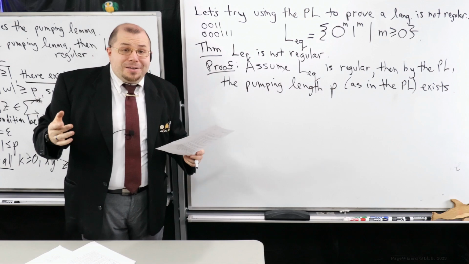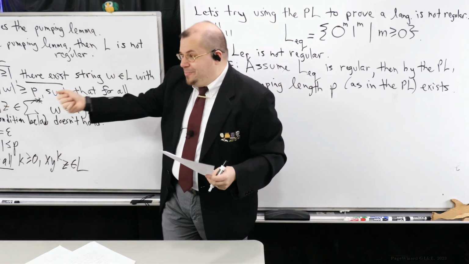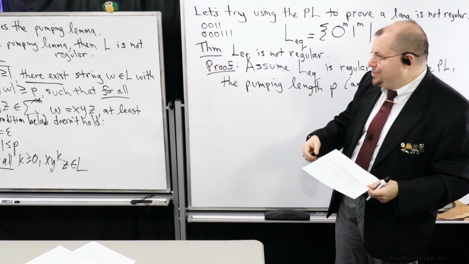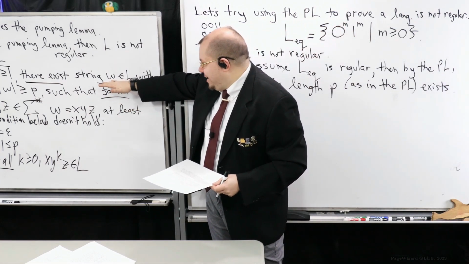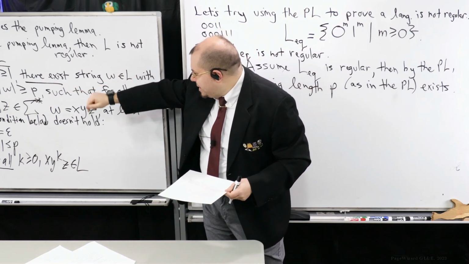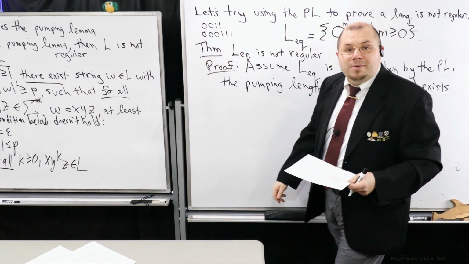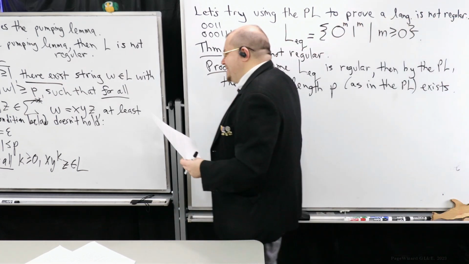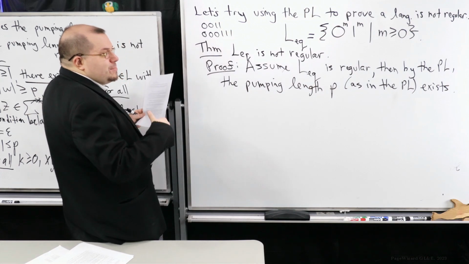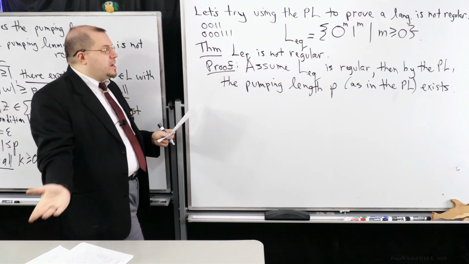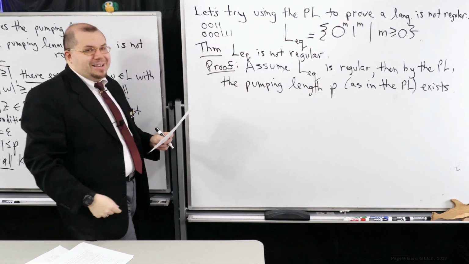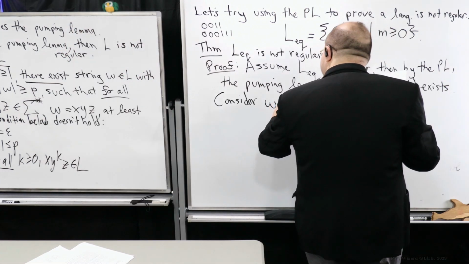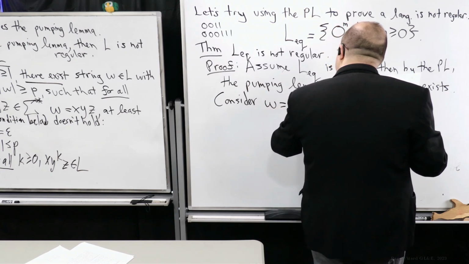So now I'm going to play a little game of batting this around here. To get the contradiction, I'm going to present a string to you, namely one that's of a sufficient length. So notice that there exists a string W with that length being at least the pumping length. Remember, now we know it exists because we've assumed it's regular, right? So now I need to come up with a string that's going to be a part of that language. But it has to be at least length P, the pumping length. Consider this string.